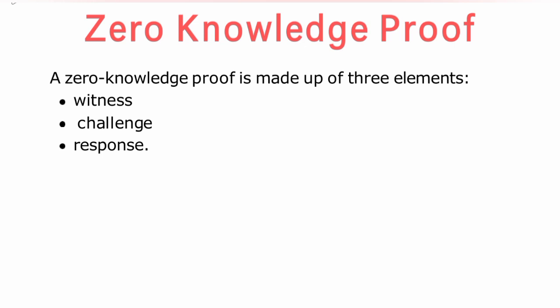Next one is the challenge. The verifier randomly picks another question from the set and asks the prover to answer it. And in the response, the prover accepts the question, calculates the answer, and returns it to the verifier. The prover's response allows the verifier to check if the former really has access to the witness.